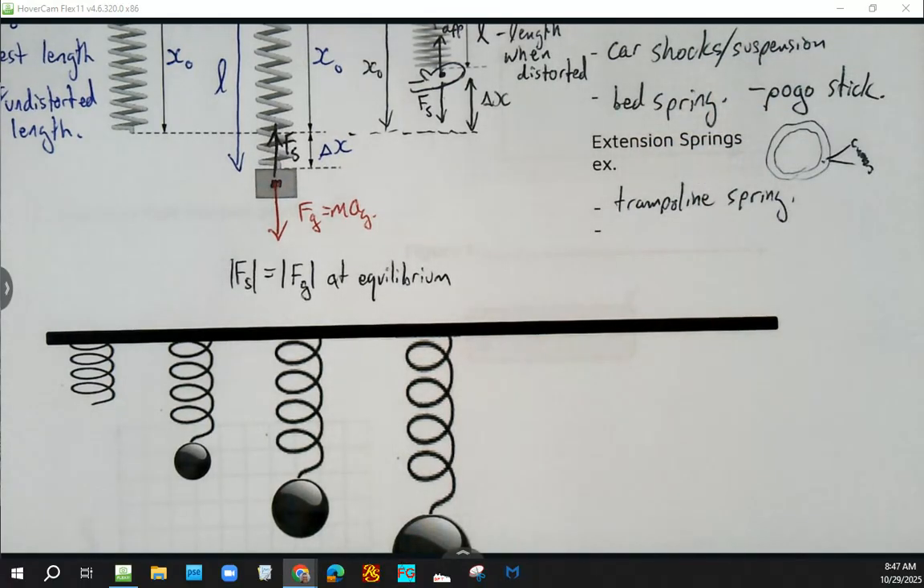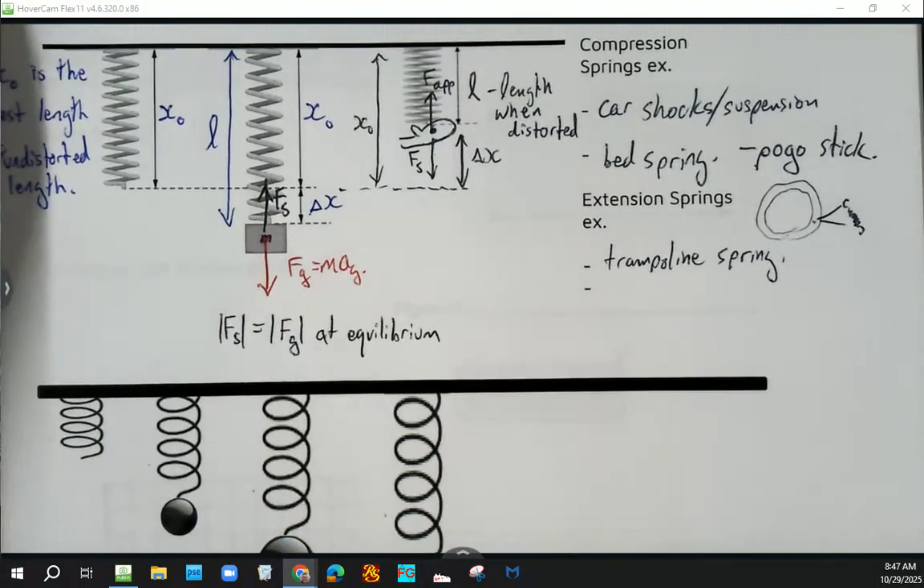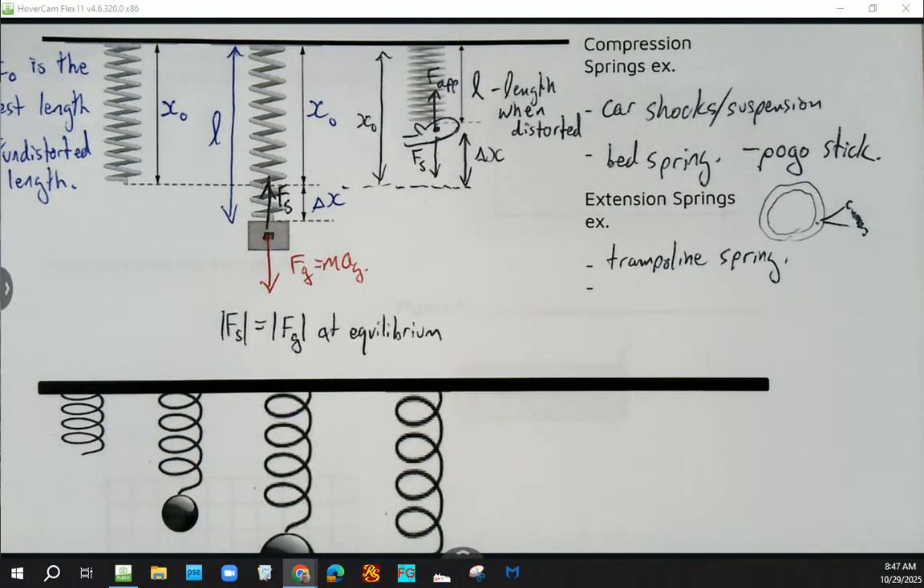So there are trampolines now that don't use that kind of spring. They have sort of an interesting underneath design. And I understand the people that hold that patent made a lot of money. That's kind of cool. Anyway, what's another one that's an extension spring?